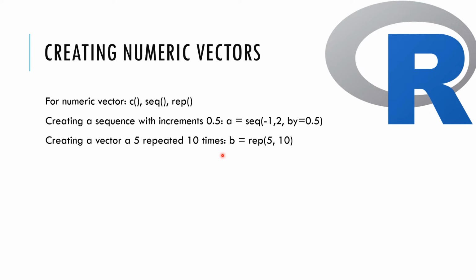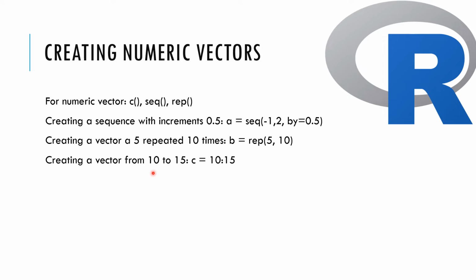Now you want to create a vector where a particular value is repeated multiple times. Again, we can use the function rep, and the first argument is the value or the element that you want to store in that vector, and the second argument is how many times it should be repeated.